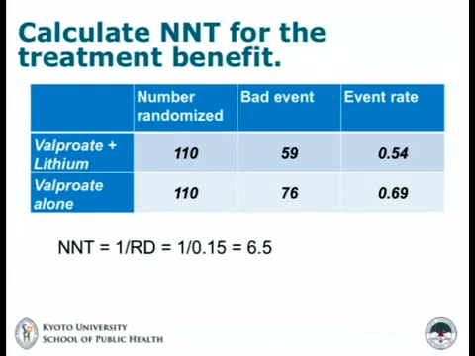The NNT, the number needed to treat, is the inverse of the risk difference. In this case, it is 1 divided by 0.15, that is 6.5. The NNT represents the number of people you need to treat with the intervention in question in order to get 1 less harmful outcome or 1 more beneficial outcome over the control condition.